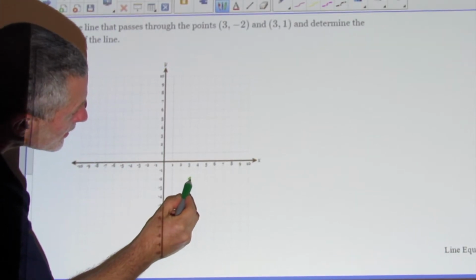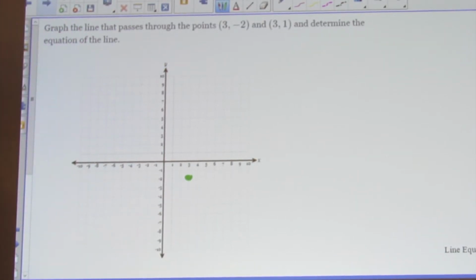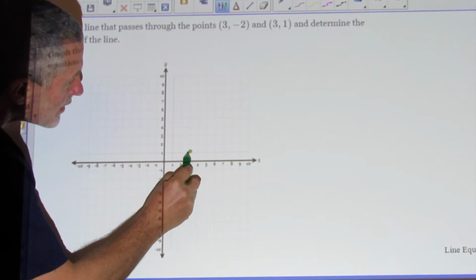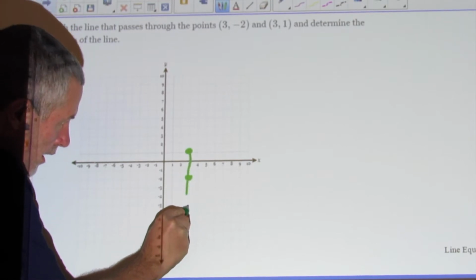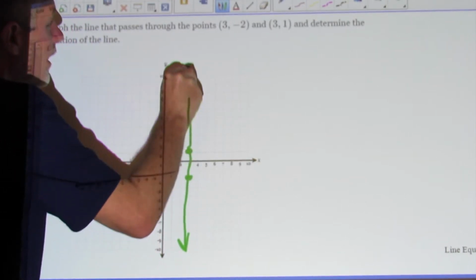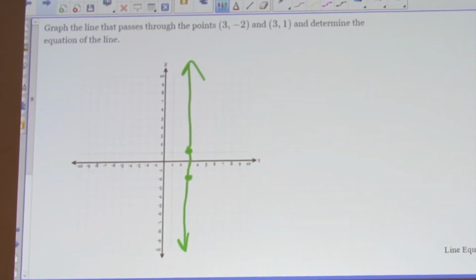2 is exactly right there, and 3 positive 1 is exactly right there. I could have drawn a little bit straighter line than that, but I have it graphed already, and it's a perfectly vertical line.